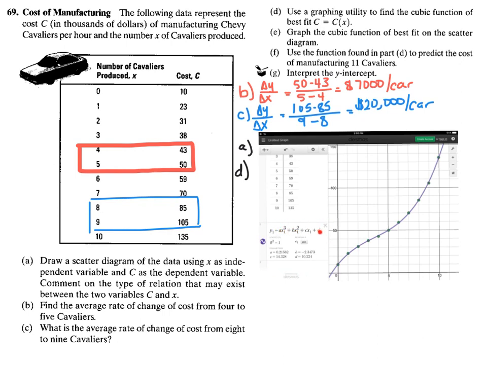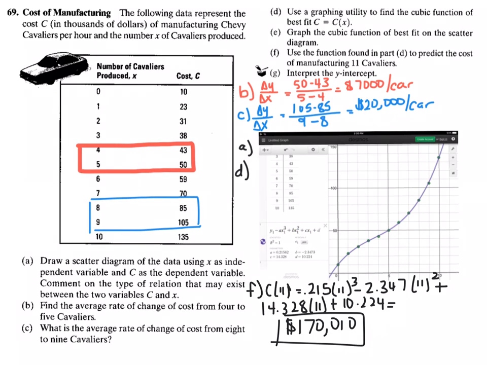And now we're going to use that to extrapolate our data and predict how much it would cost to manufacture 11 Cavaliers. So go ahead and pause the video. Use your given line of best fit to extrapolate this data. So if you plug in 11 into your cubic function of best fit, you end up with $170,010. So that's the cost of producing 11 Cavaliers per hour based off of the data that we're given.